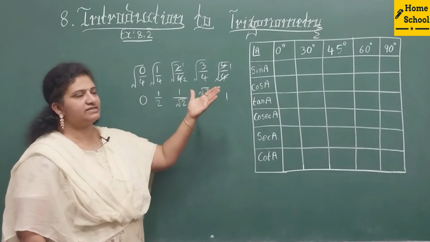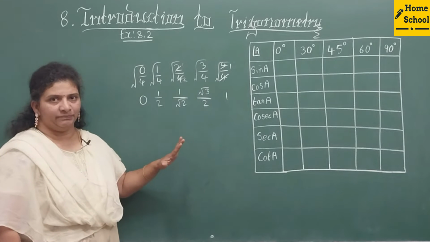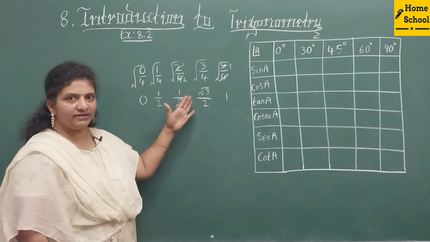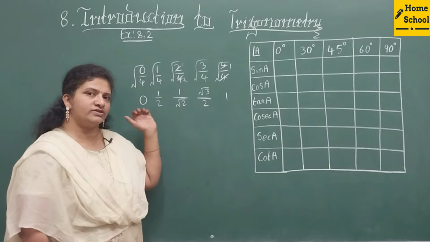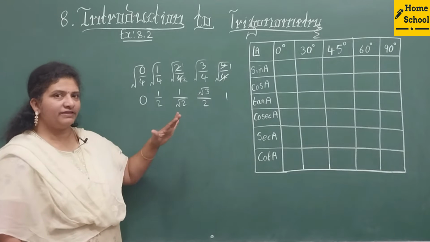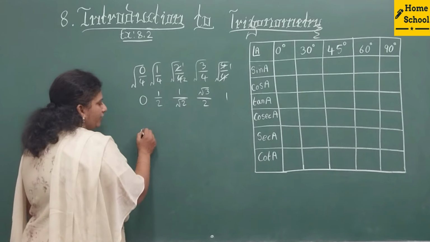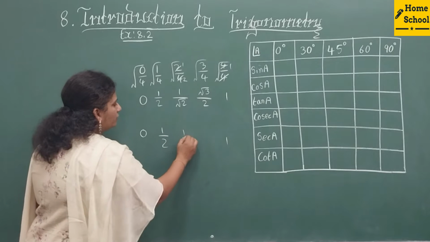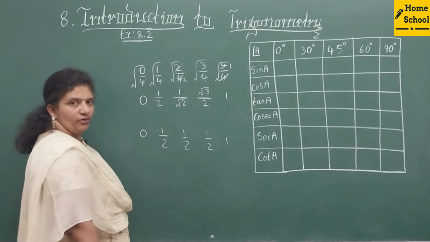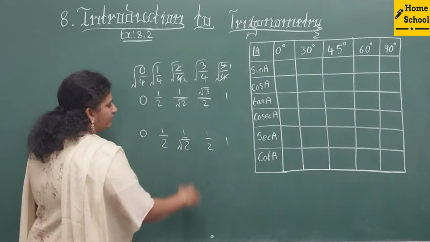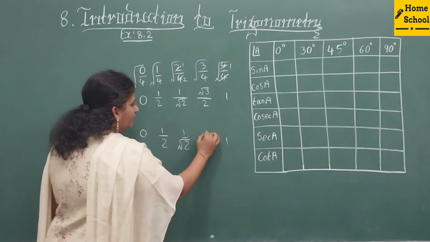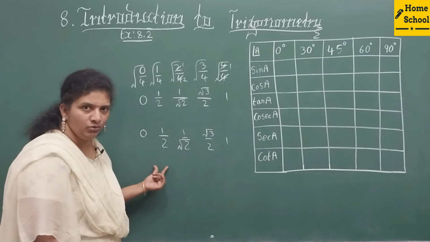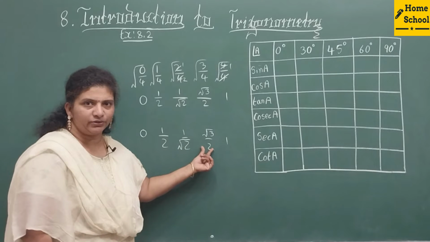This is your first line in your trigonometric ratio table. If you remember this line, very good. Otherwise, try to remember like this: 0 to 4 numbers, divide by 4, square root of it. Or another method: first you write 0, last you write 1, and in the middle you write 1 by 2, 1 by root 2, root 3 by 2. So 0, 1 by 2, 1 by root 2, root 3 by 2, 1.